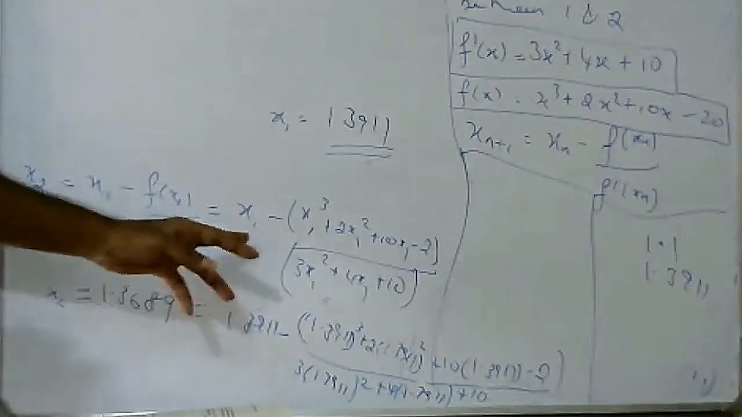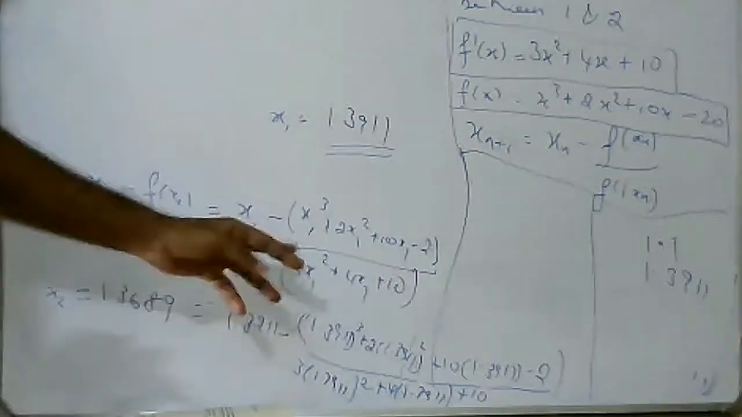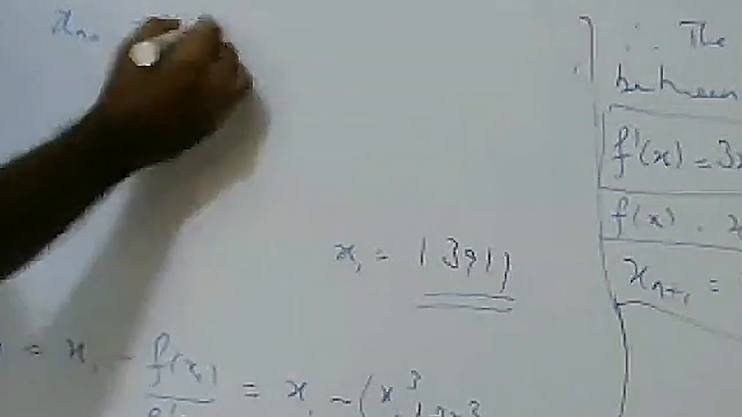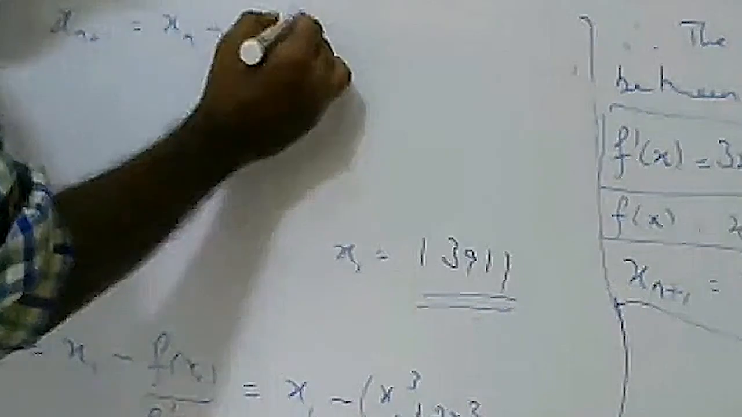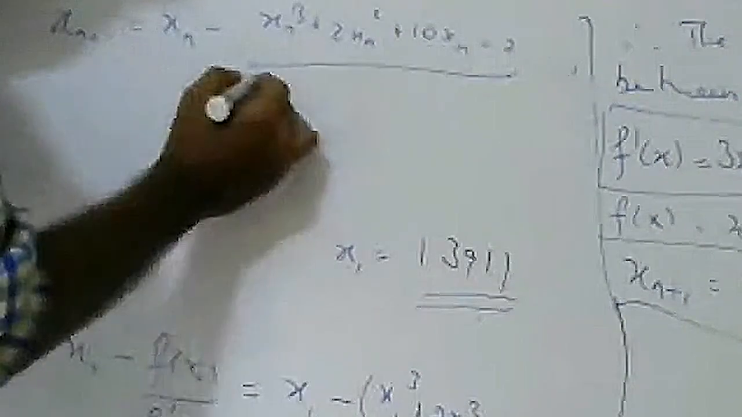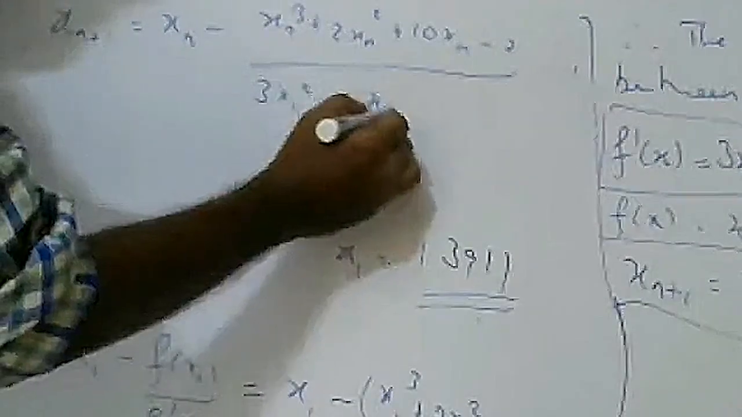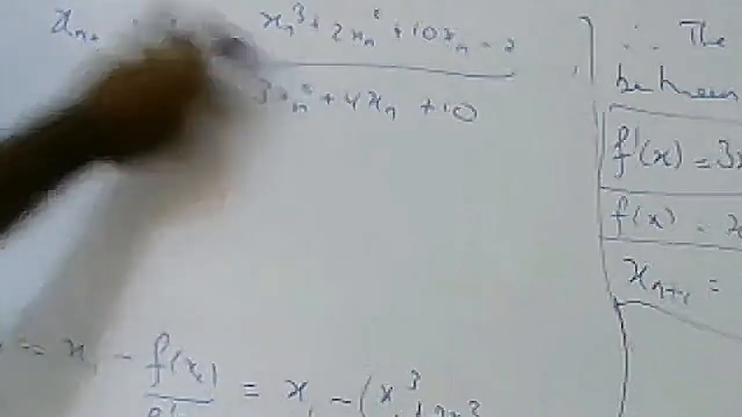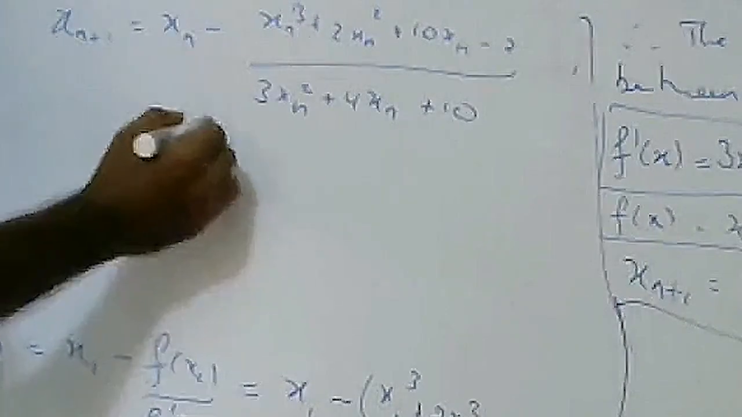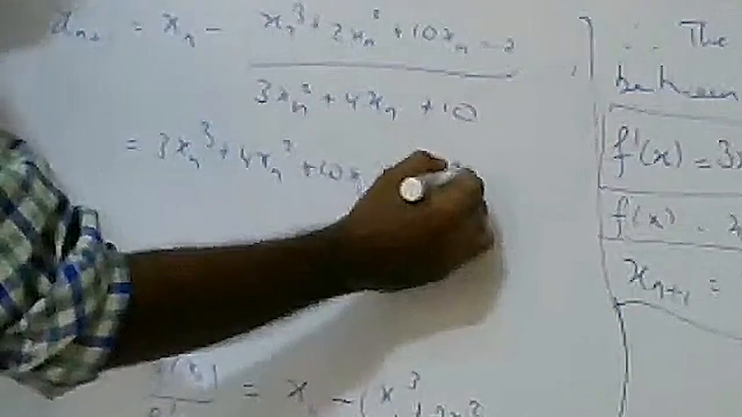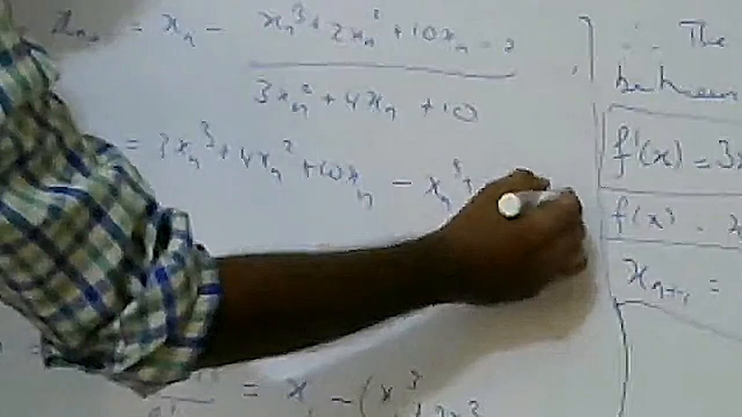Now in this problem, we have x1 minus this expression. So I'm going to simplify this. The formula is xn plus 1 equal to xn minus (xn cube plus 2xn square plus 10xn minus 20) divided by (3xn square plus 4xn plus 10). So I'm just going to take LCM. What do you get? (3xn cube plus 4xn square plus 10xn) minus (xn cube plus 2xn square plus 10xn minus 20).